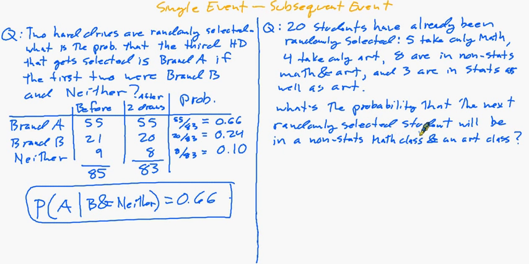So what's the probability that the next randomly selected student, so this is now the 21st event, will be in a non-stats math class and art class? Right, so it's still asking for a single event. It happens to be the 21st event, but still a single event. We could write this out this way. All right, probability of non-stats math intersecting with art, so it's both, given, I wasn't going to write out all of that, so all of the above, when it gets really long and complicated.